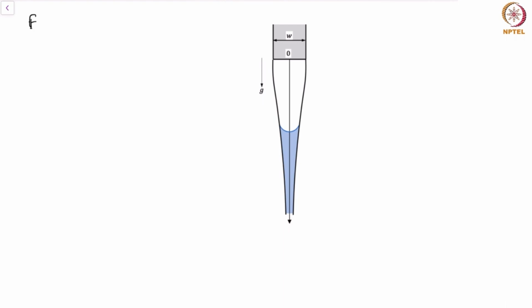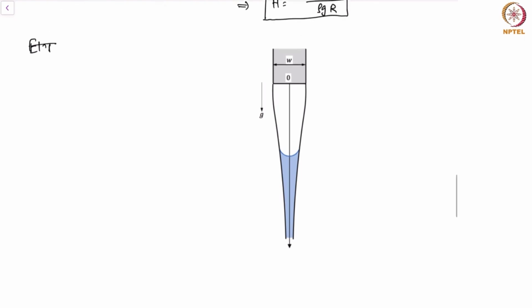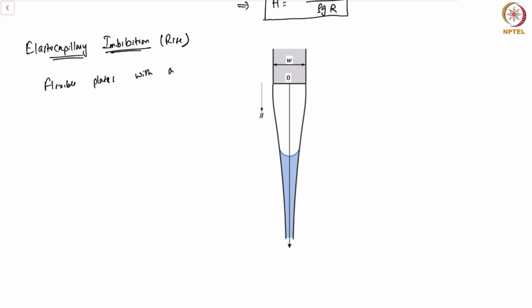This is elastocapillary, you can say it's imbibition, or elastocapillary rise. Okay, now the idea is the following. So let's consider two parallel flexible plates with a bending stiffness.